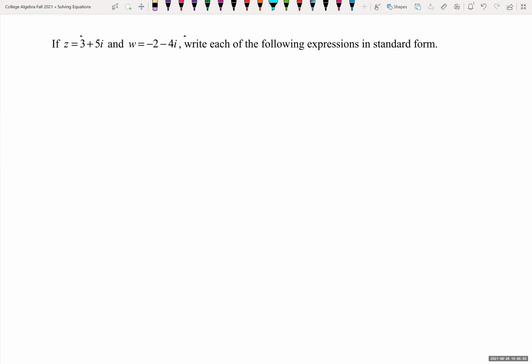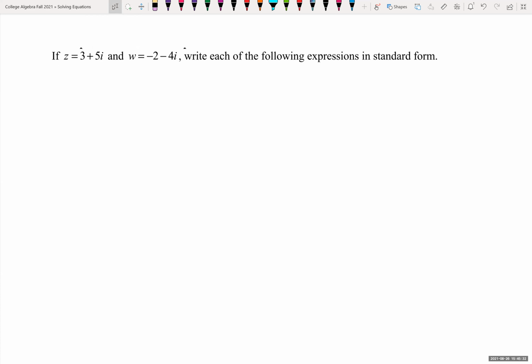Okay, I don't know why that mark is up there. I don't like it, but it won't erase.